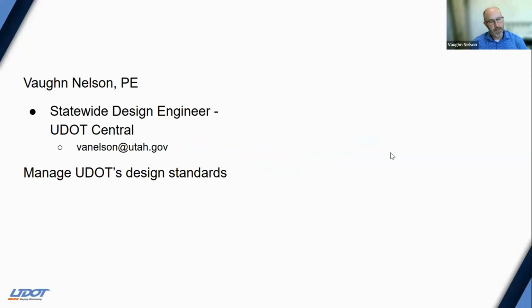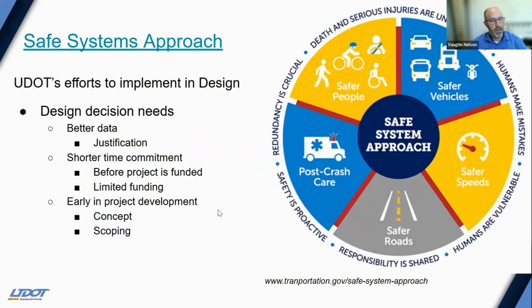So I am Vaughn Nelson. I'm the statewide design engineer for UDOT. I manage the design standards and help with tools and processes to get projects out to construction. Here at UDOT, we are adopting the safe systems approach, where we want to improve our overall transportation system. And I see design as having a large role in this process. That's where we make a lot of the good decisions that affect our transportation system.